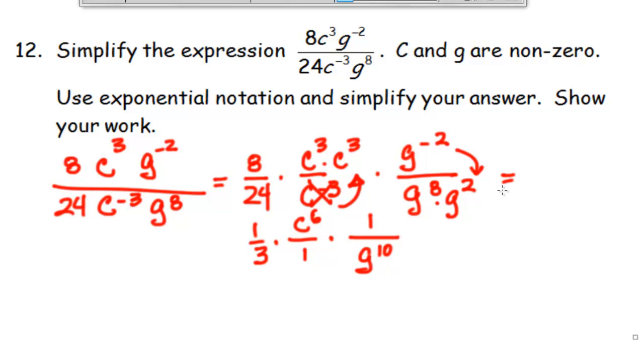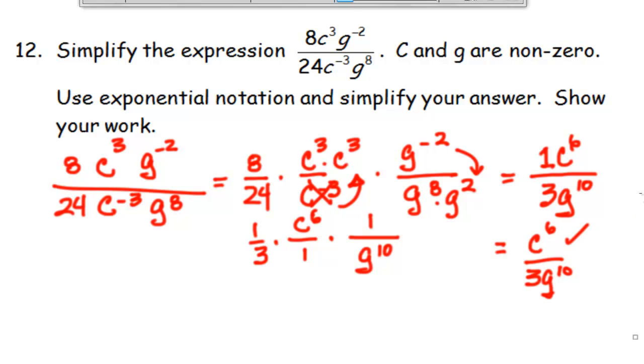So my final answer, what's my numerator? I could have 1c to the 6th, that would be okay. And then 3 on the bottom, right? There's a 1 times g to the 10th. So your answer would be 1c to the 6th divided by 3g to the 10th, or you could write it c to the 6th over 3g to the 10th. So either one of those answers on number 12 would be correct.